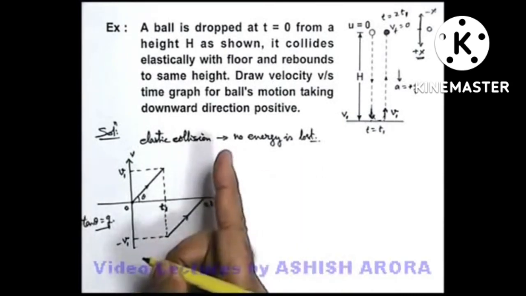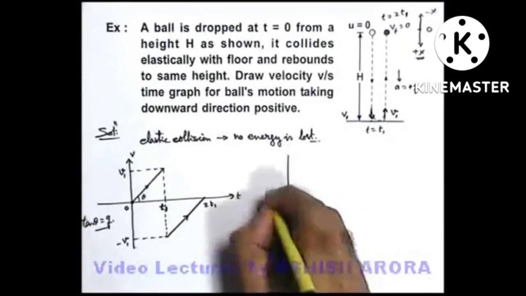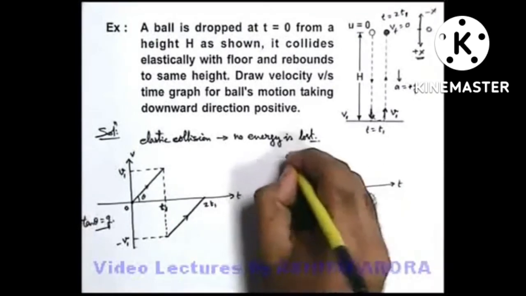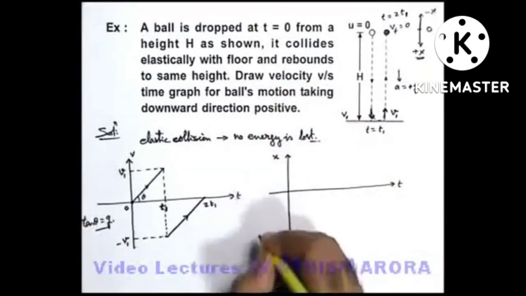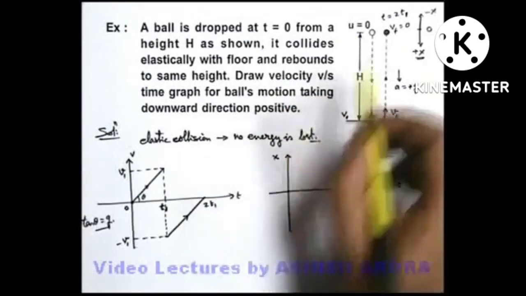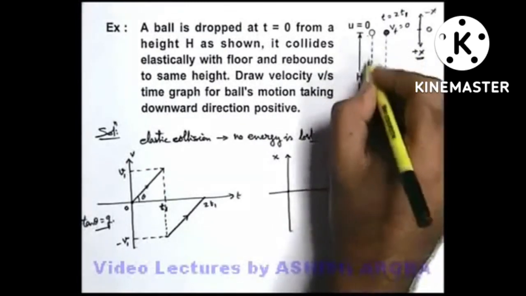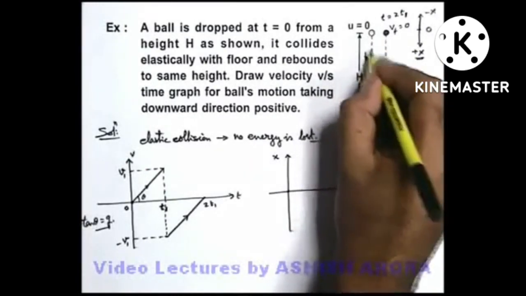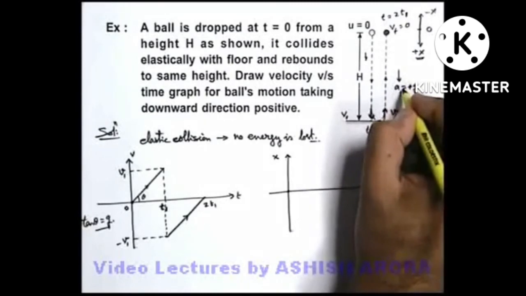For the same motion, it is not asked in the question, but if we wish, we can easily draw the displacement time graph also. Let us draw it. If we draw the displacement time graph, we can take the downward direction positive. So during downward motion, we can see velocity is positive as well as acceleration is positive.